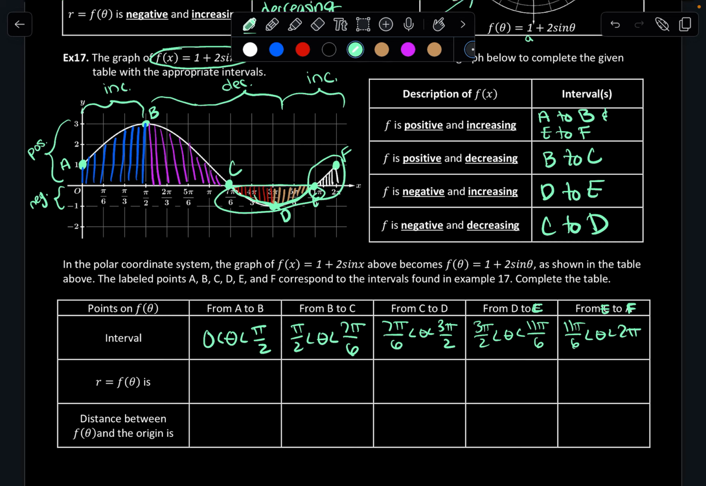All right, so now we are determining, is it positive or negative, and is it increasing or decreasing? So from 0 to pi over 2 and from pi over 2 to 7 pi over 6, r is positive because it is above the x-axis. And then it's also positive from E to F, so we'll go ahead and write that in. Now this curve is negative from 7 pi over 6 to 11 pi over 6 because it's below 0, below the x-axis. So we'll put that negative for both of these intervals.